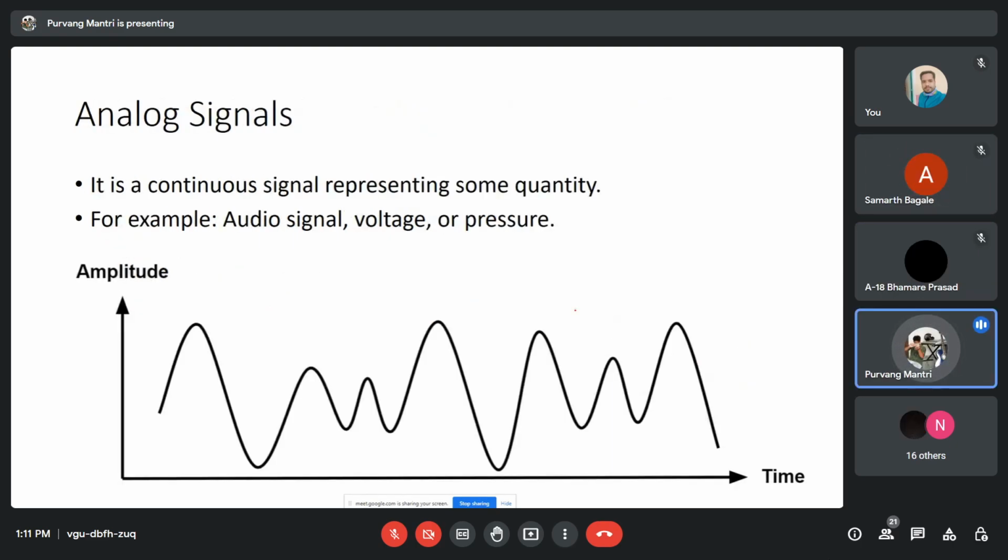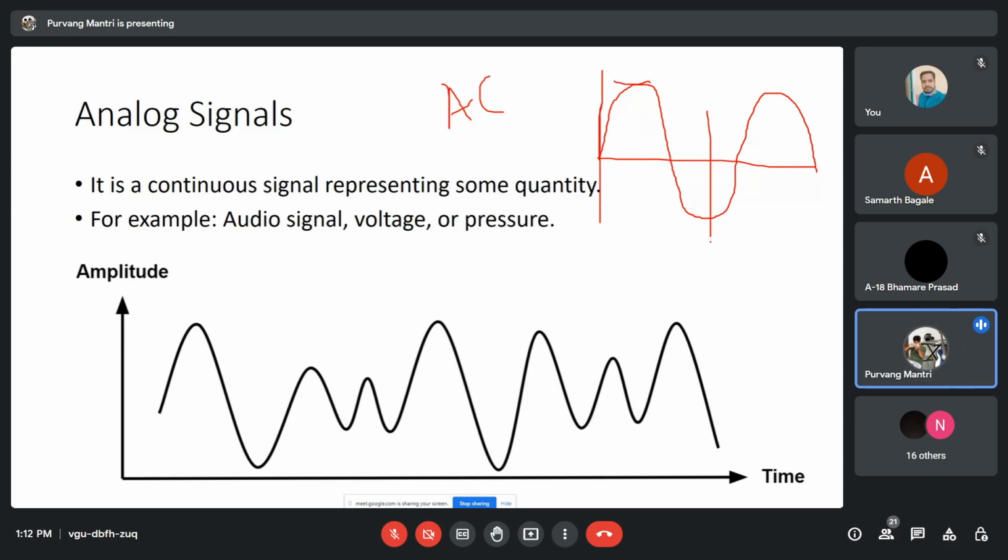So next we have analog and digital signals. Analog signals are nothing but amplitude with respect to time, or frequency with respect to time. It is the change in the value of any quantity, for example audio signals, voltage or pressure. If you draw voltage, let's say it is an alternating current, the voltage values go positive, then negative, then positive. So it has some amplitude, a frequency, and a wavelength.